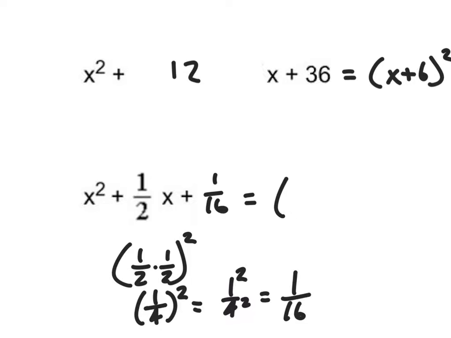And then this would factor out, and you have to say, okay, what two numbers multiply to 1/16 but add to a half, and that would be x plus 1/4 quantity squared.